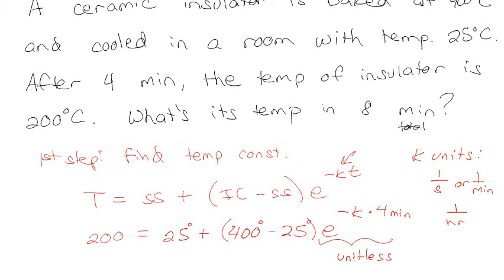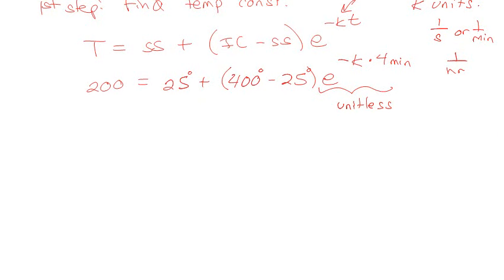So if we want to use minutes, we're just going to go ahead and use minutes. Oh, and this would be degrees too, because degrees plus degrees times something unitless is still just degrees Celsius. Anyway, so I've got that 200. Well, I can subtract that off. So I've got 175 is equal to 375 e to the negative 4k.